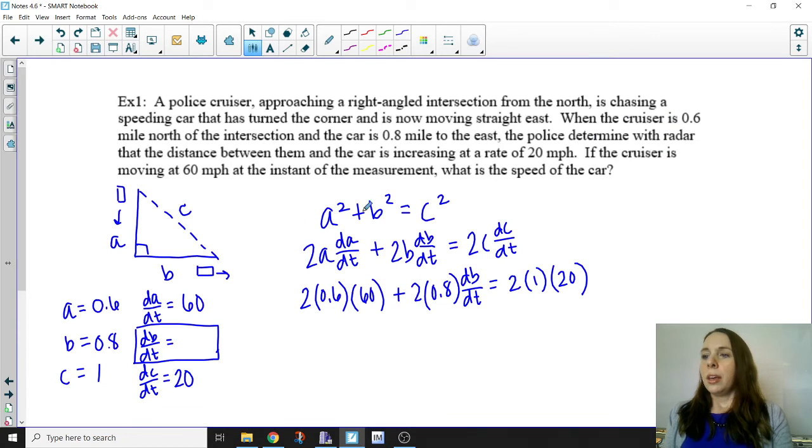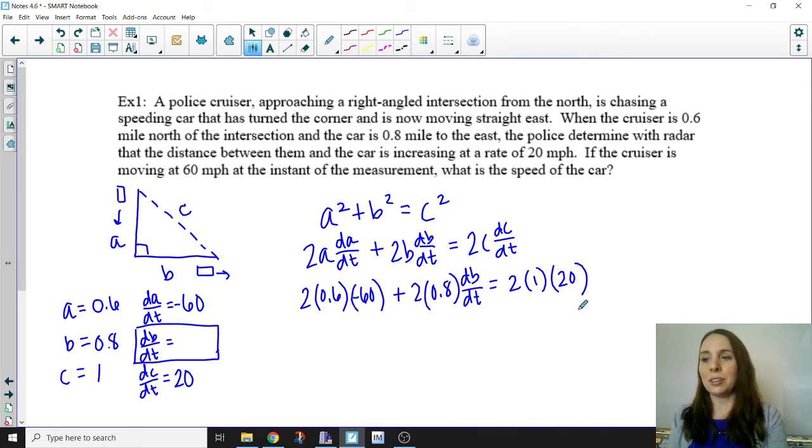Meaning, it told us that the distance between the police cruiser and the car was increasing at a rate of 20 miles per hour. So this 20 should be positive. However, it said that the cruiser was moving at 60 miles per hour, but we already said that really that value of A is decreasing. So technically, we should assign that 60 to be a negative 60 miles per hour to show that it is decreasing. Negative 60. Right there in our calculations is all we need to fix this.